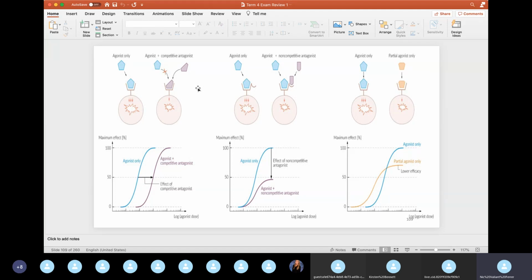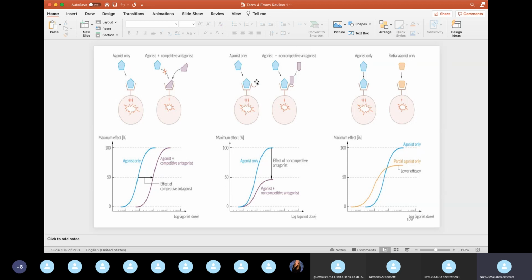Okay, so let's look at the graph. Effect of competitive antagonist, right? So you are increasing the EC50, thereby you are lowering the potency. Okay, competitive antagonist, they are competing on the same active site as the agonist, thereby increasing the EC50, thereby decreasing the potency of the drug.